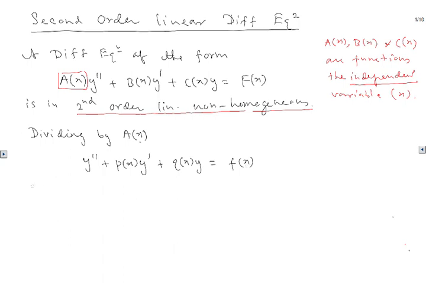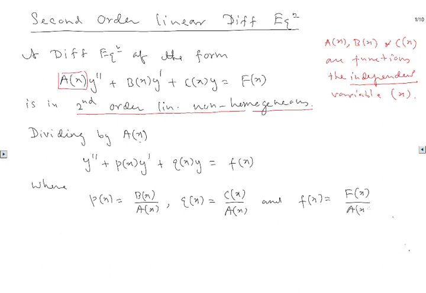where p(x) equals b(x) over a(x), q(x) equals c(x) over a(x), and the new f(x) equals f(x) over a(x). And then what happens if f(x) equals 0? This differential equation becomes a homogeneous equation. If f(x) equals 0, then we have y double prime plus p(x) y prime plus q(x) y equals 0. So this is homogeneous.